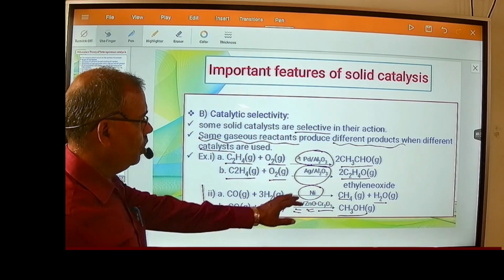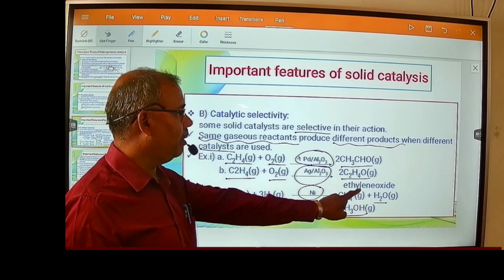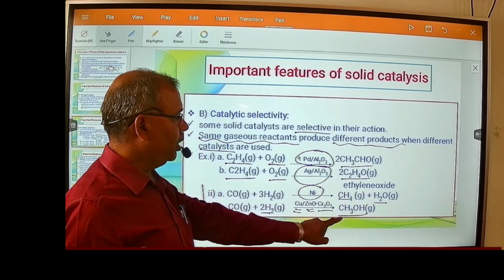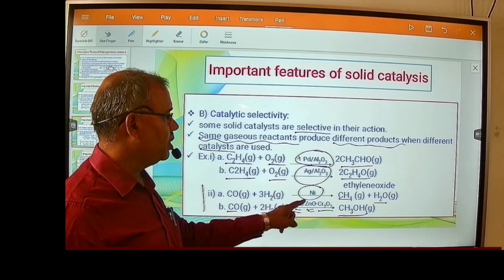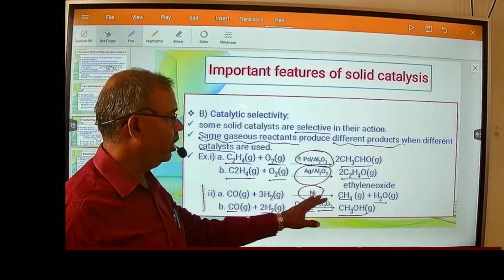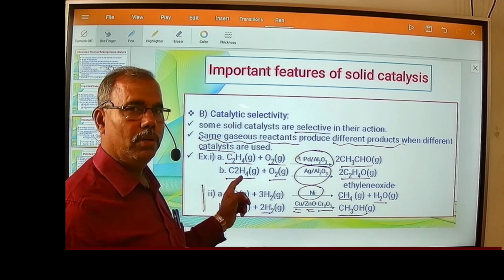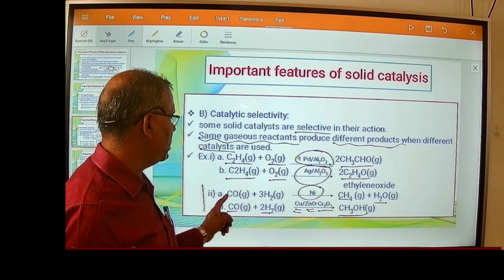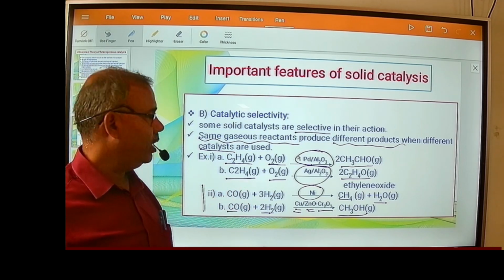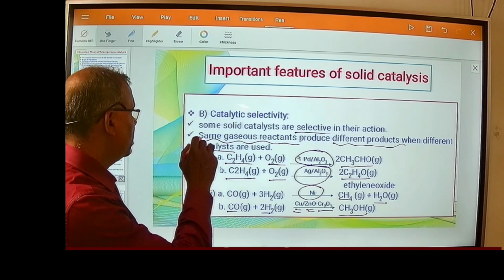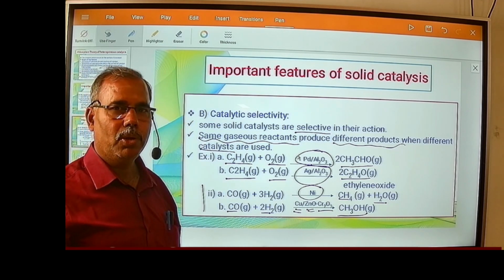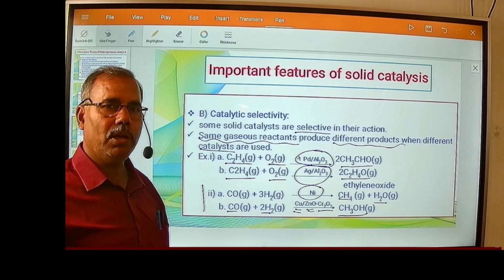Here also the products are different, that is methane plus water and methanol, with the different catalysts nickel and copper, zinc oxide and Cr2O3 respectively, even though the reactants are the same, carbon monoxide and dihydrogen gas. So it is known as catalytic selectivity because the products are formed according to the catalyst.